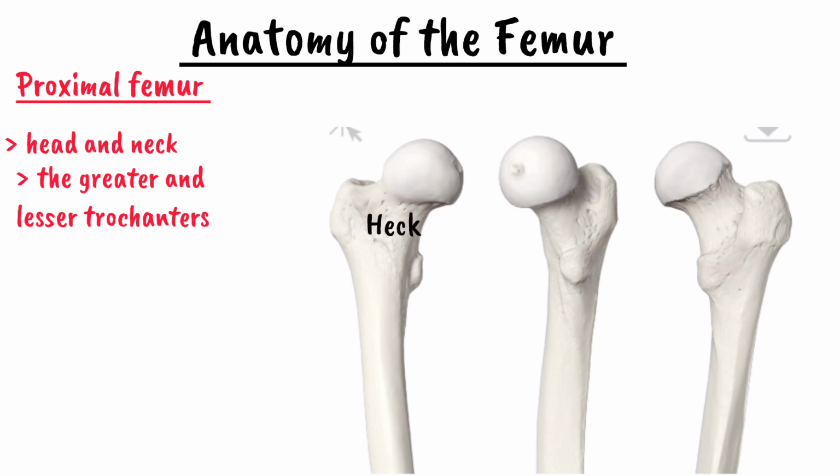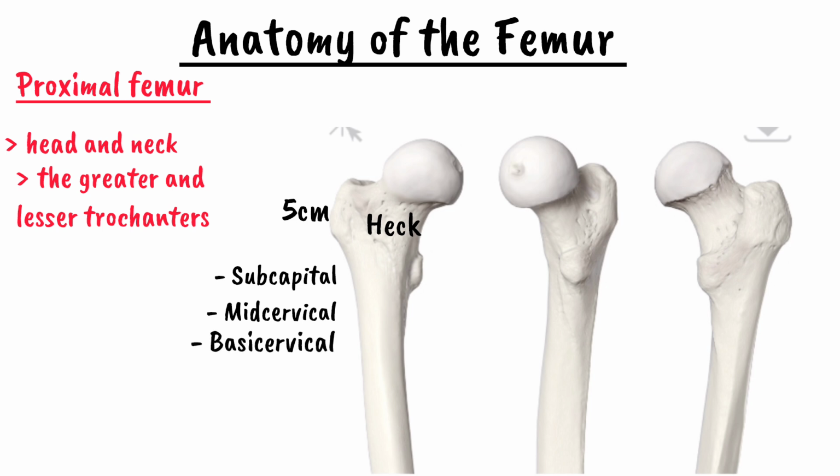Now the neck of the femur. The femoral head narrows considerably to form the cylindrical neck that connects the head with the next region, which is the shaft. The neck is approximately 5 centimeters long and it can be subdivided into three regions: the subcapital, the mid-cervical, and the basicervical. The subcapital is narrower than the basicervical, but it is wider than the mid-cervical. It lies towards the side of the femoral head.